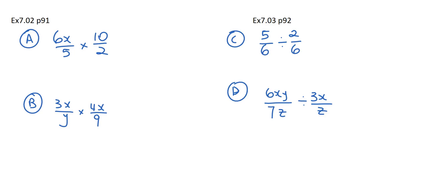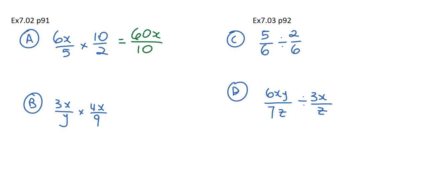How do we multiply fractions together? Times the top, times the bottom. Okay, so that would be 6x times 10, that's 60x. 5 times 2 is 10. Now, is that my answer?